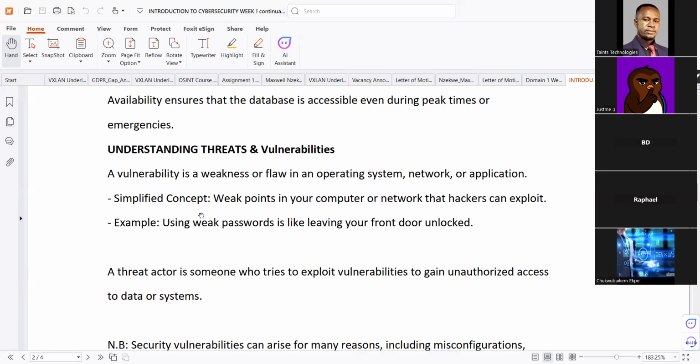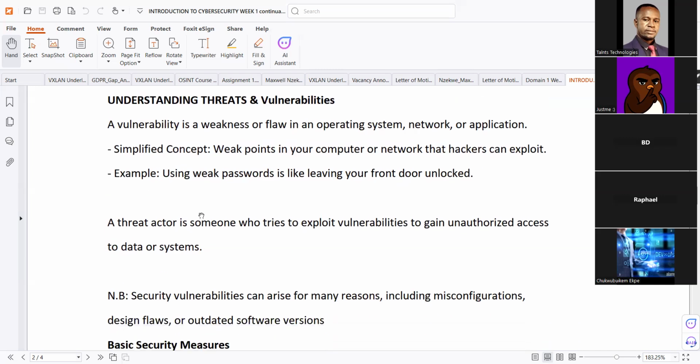When you use a weak password, some people will use pass1234 as password or 1234567 as password. Using a weak password is like leaving your front door unlocked. Yes, you shut it, but there is nothing you used in locking it. When somebody just pushes the door, it opens. So a threat actor is someone who tries to exploit a vulnerability to gain unauthorized access to data or a system.